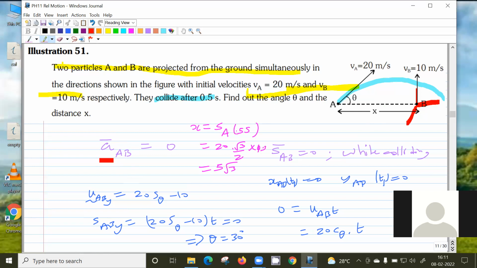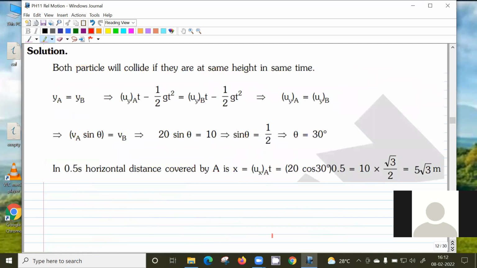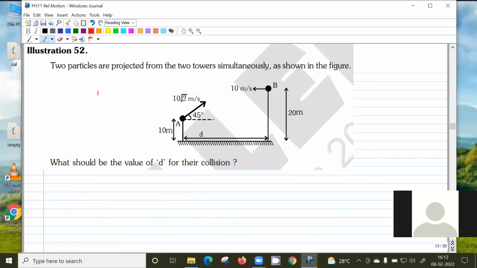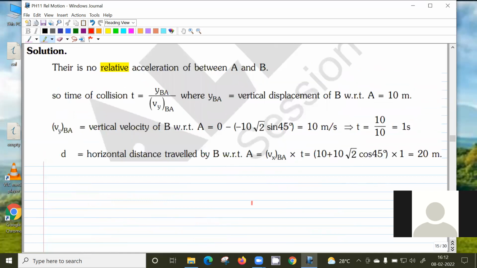The important thing is this one: the relative acceleration is 0. That will make it easy to get. This one is equal to ut plus half at squared, but since there is no relative acceleration, this is just velocity into the time. Yes, right. This one: two particles are projected from two towers simultaneously, as shown in the figure. I think you can do this, right? I'll leave it to you.